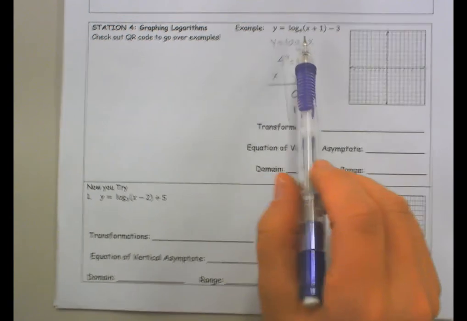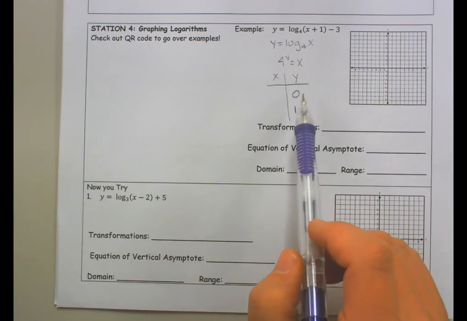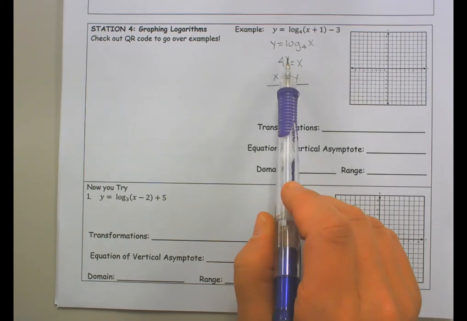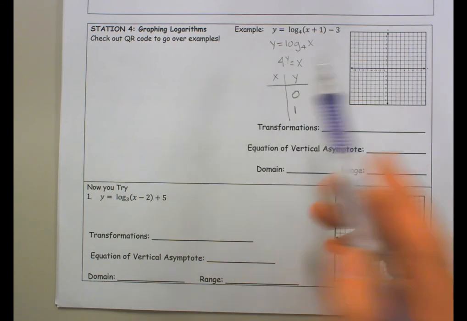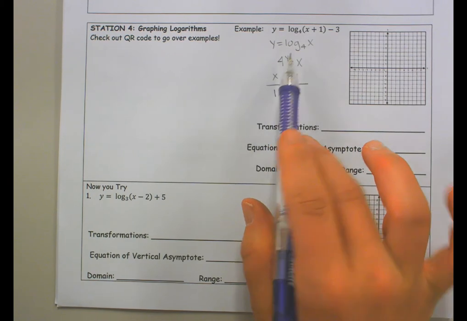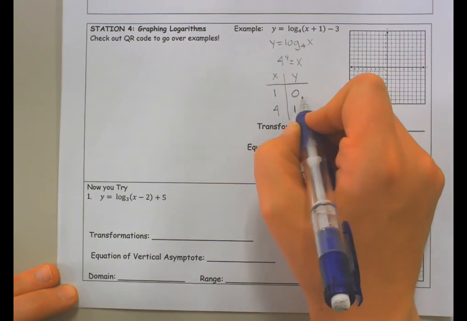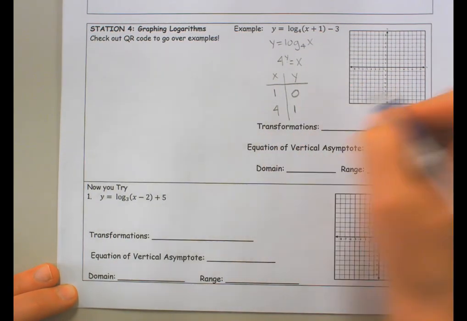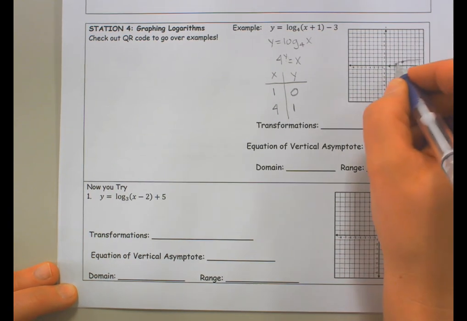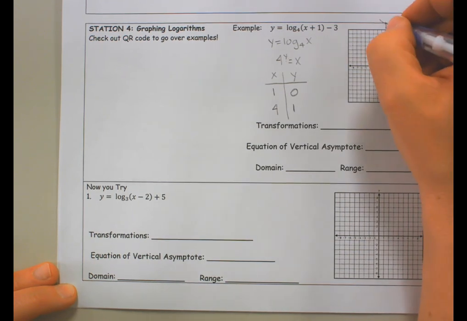So once I had my parent function of my logs, I wrote it in exponential form. Now I'm going to pick the y values 0 and 1 because those are the easiest exponents to work with. So when I plug in 0, 4 to the 0 power is 1, which means x is 1. And then when I plug in 1, 4 to the first power is 4, so x is 4. So in my parent function, I would be graphing the ordered pair (1, 0) and (4, 1). So I would graph (1, 0) and (4, 1), and then my graph would look something like this, with that vertical asymptote always starting at x equals 0.